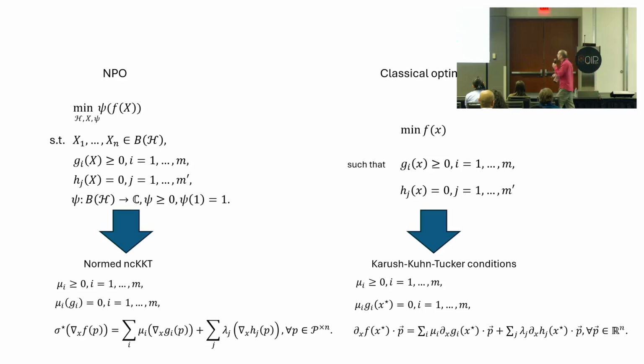Well, the cool thing, you can see, is that norm NCKKT is very similar to KKT conditions. It's pretty much the same. The only thing is that in the KKT conditions, the Lagrange multipliers, mu i and lambda j, represent real numbers. Here they represent Hermitian functionals acting on the set of polynomials. They're not real, but they're Hermitian. And the rest is pretty much the same.